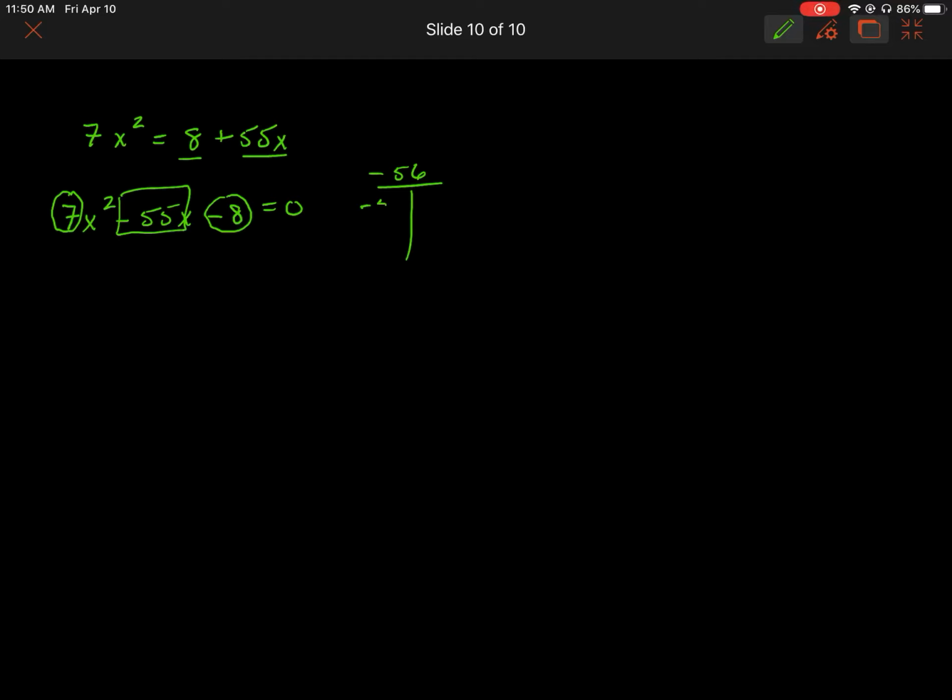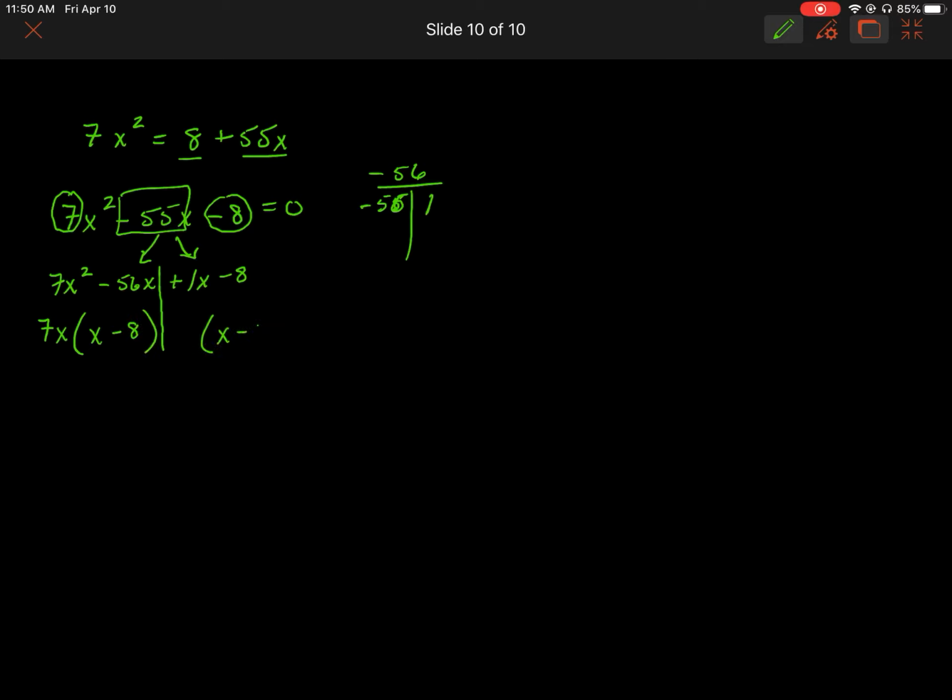Well, that's a pretty easy one, right? Negative 56 and positive 1 would do the trick, because that gives me a negative 56 when I multiply. And that means I can separate the negative 55x into a negative 56x and a positive 1x. I'm going to bring down my other two terms, just like before, 7x squared and negative 8, and then separate it by grouping. Factor out a 7x, which would leave me an x minus 8.